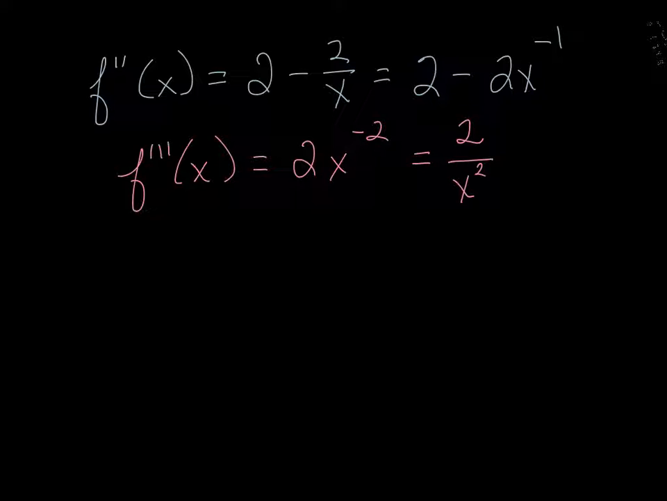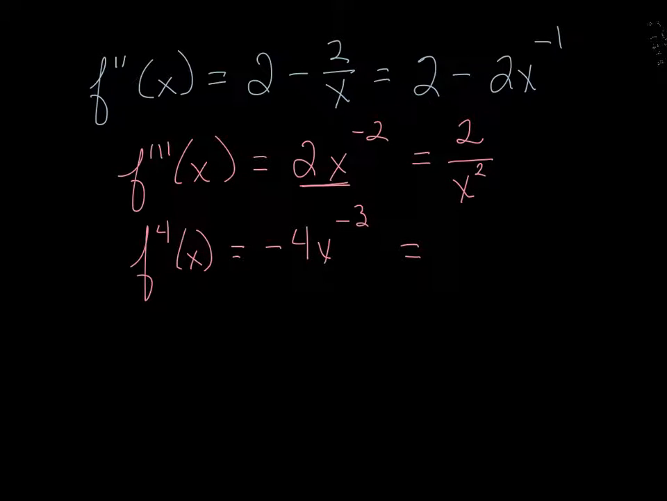If we wanted to take the fourth derivative, we would use this form, and it would become -4x to the -3, or -4 over x cubed. And you could keep going on and on as many times as you needed to.